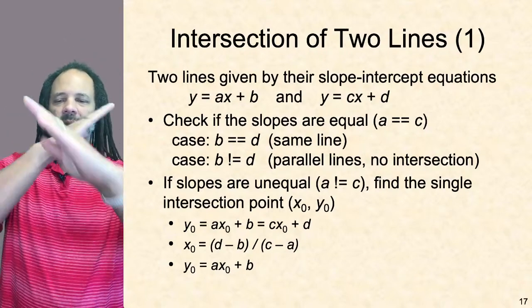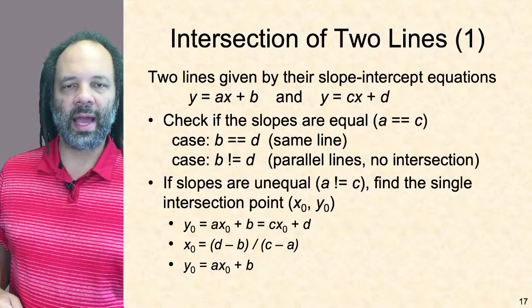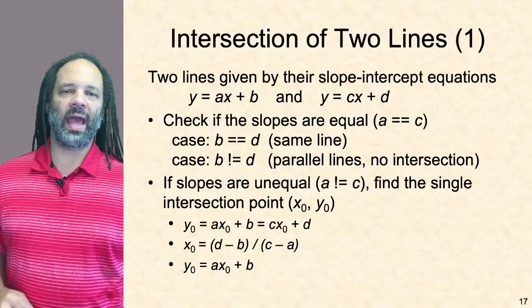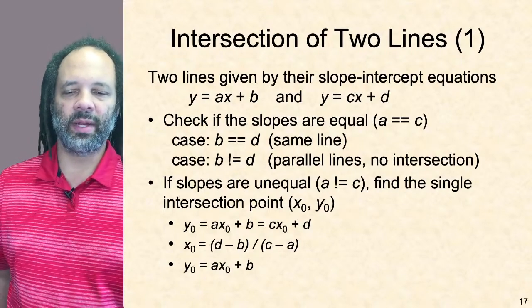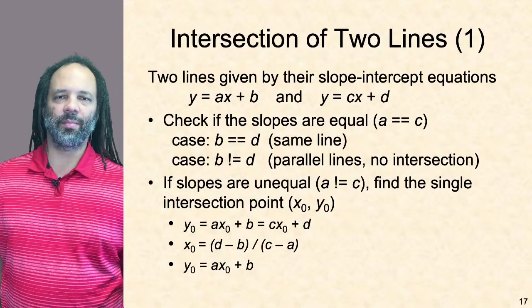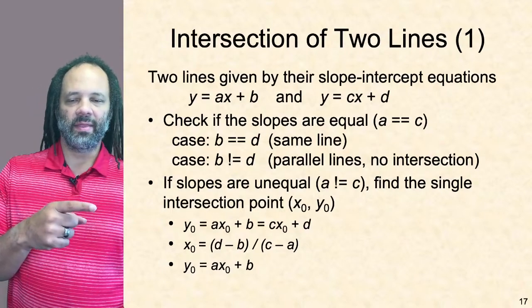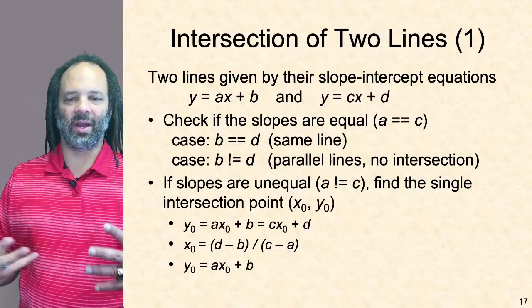However, now if I'm talking about some intersection, two lines that are going to cross each other, this is when the slopes are not equal. A is not equal to C. To find that intersection point, it's pretty easy. We just use our basic algebra. I'm going to say at that location y and x are equal.